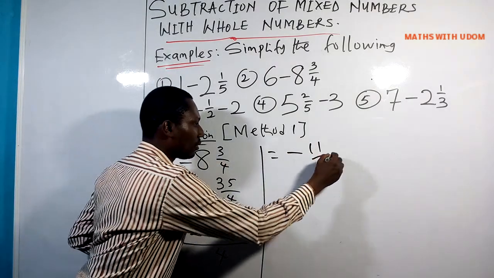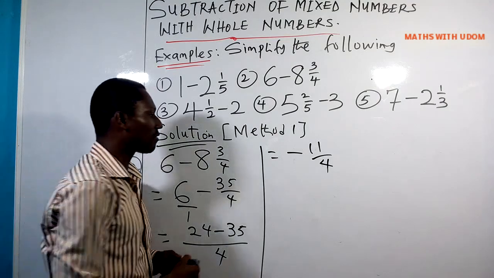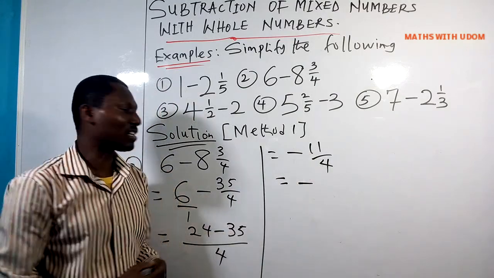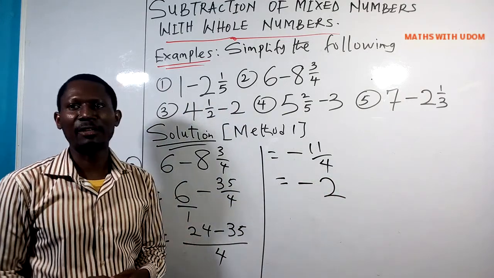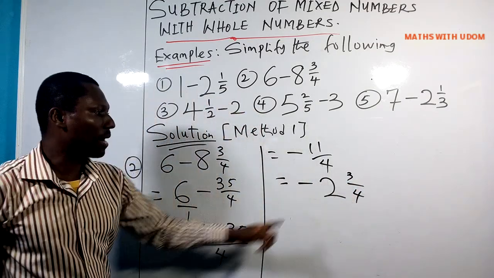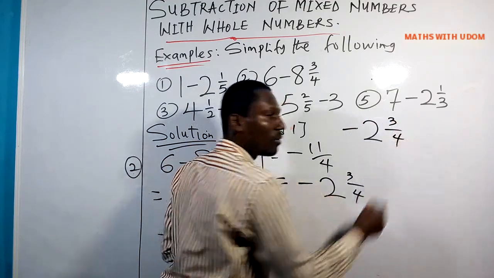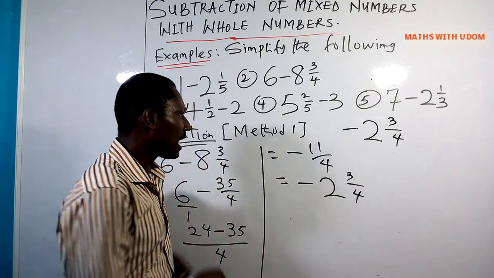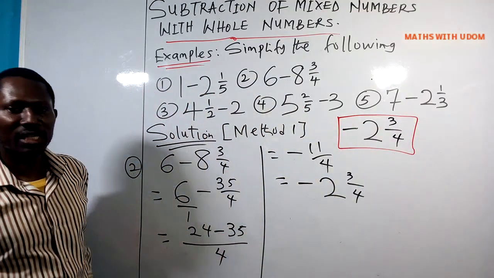So we have 11 over what? Over 4. From here, we change our answer to a mixed number or mixed fraction. So we have minus. How many 4 can go in 11? That's 2. 4 times 2 is 8. So remember 3. So we have 3 over what? Our denominator 4. So our answer here is minus 2 whole number 3 over 4. So we circle the answer and come back to compare with what we are going to get in method 2.